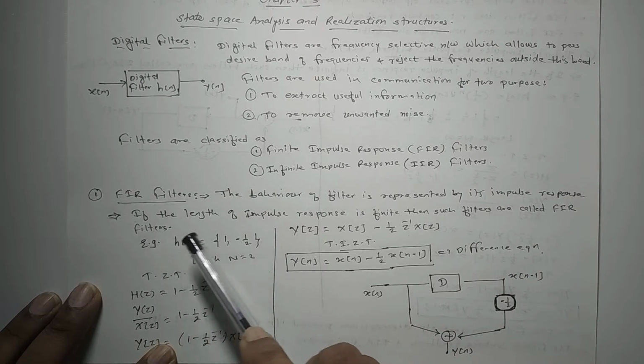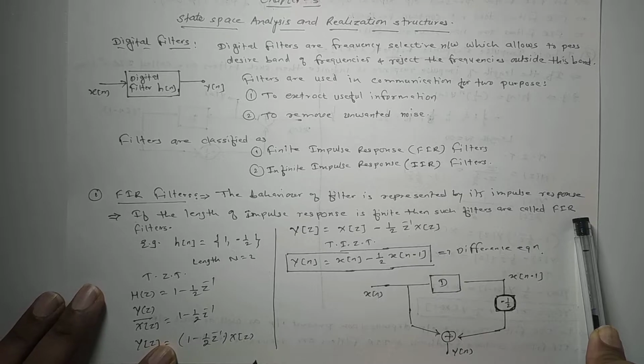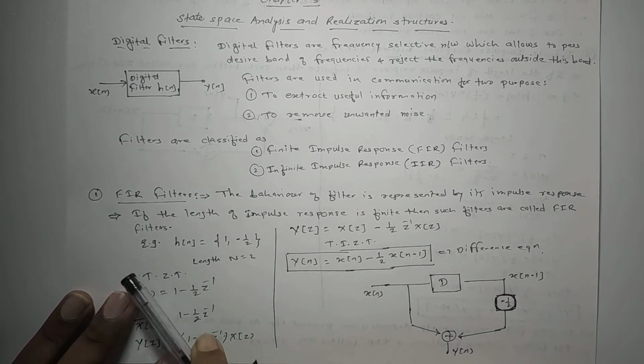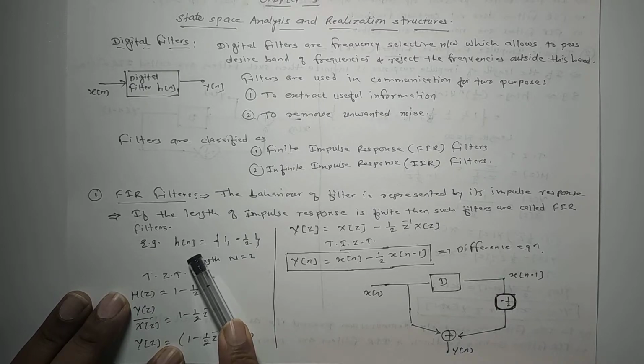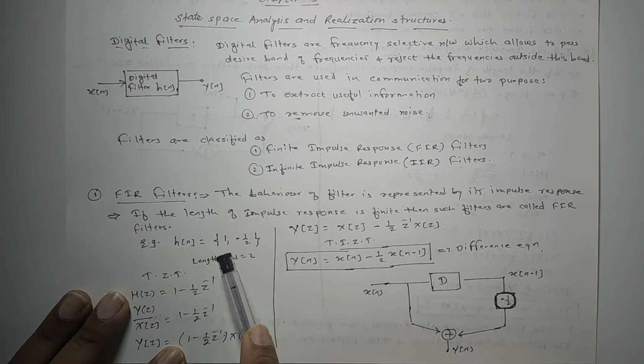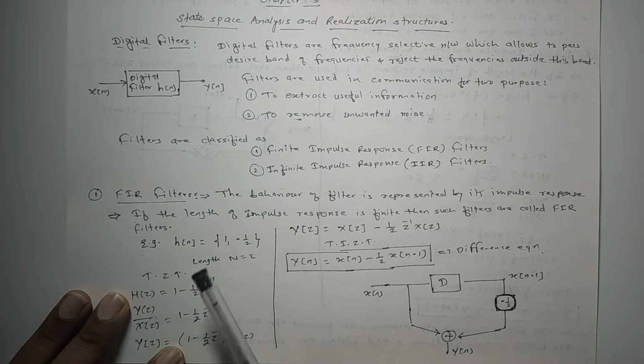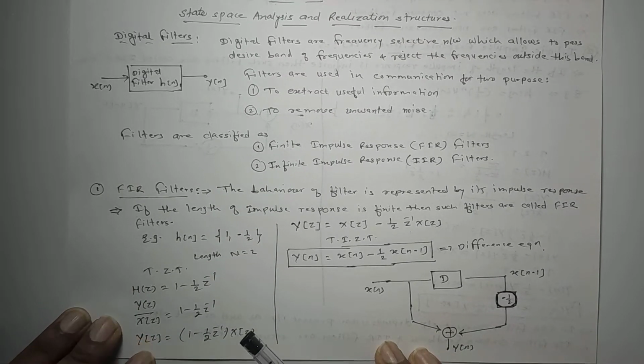Okay, so if the length of the impulse response is finite, then such filters are called finite impulse response filters. Let us say, for example, this one. Here h of n will be represented by 1 and minus half. So there are two samples in the impulse response, and there are only two samples, because of that its length is 2. Okay, and therefore this is what we call a finite impulse response filter. Its length is finite and therefore we call it the finite impulse response filter. This impulse response is of finite length, and therefore we call it the FIR filter.